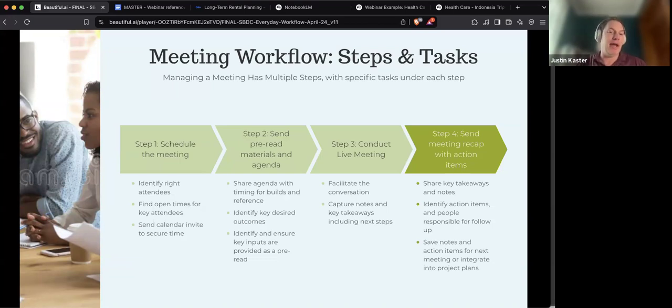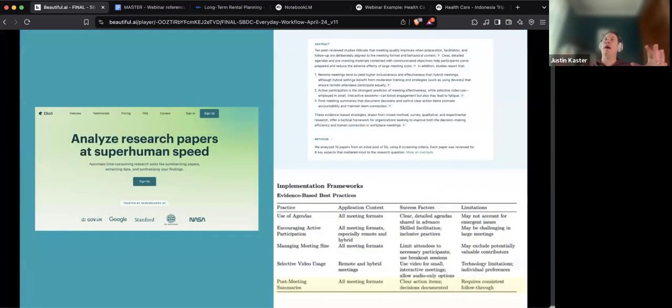These are common broad steps, and you can see tasks under each of these steps that are involved in executing those. And so I was like, okay, well, I know meetings don't always feel great. So I went to a website. It's an AI website called Elicit.